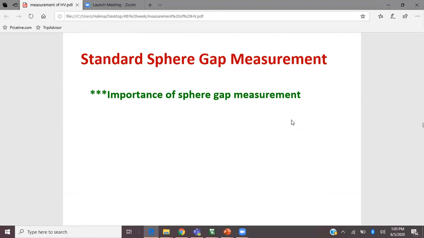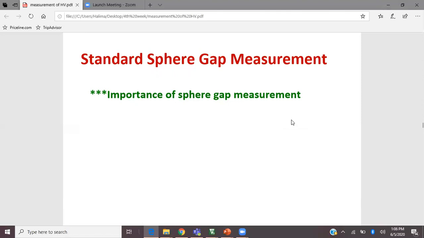the sphere gap here, which can be used for the measurement of the peak value of the voltage if the gap distance is known. I'm again repeating, a sphere gap can be used for the measurement of peak value of the voltage if the gap distance is known, because you have to calculate how much voltage there is with the help of the gap distance. Sphere gap measurement is one of the standard methods of measuring the peak value of the high voltage.